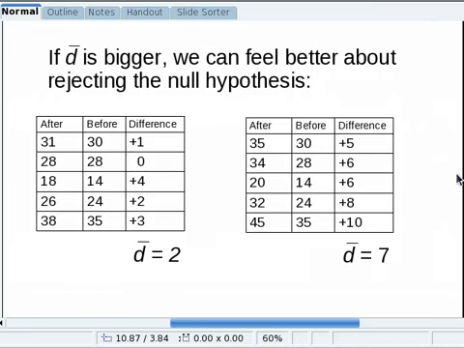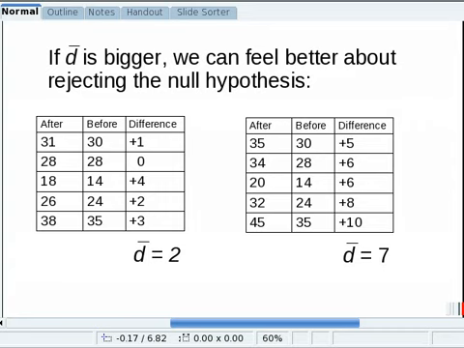Let's say that we had done the experiment 2 different times. If the first time we had gotten an average difference of only 2, and the second time we did the experiment we got an average difference of 7, which would you be more likely to say, wow, this is an effect? Well, we'd feel better about rejecting the null hypothesis in this case because it looks like there's more improvement, and in fact the people have improved more. There's a bigger difference between the after and the before scores.